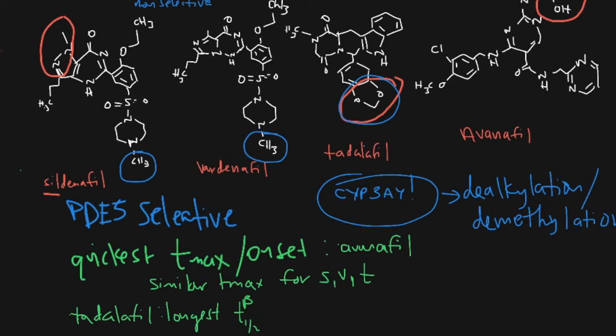So these methyl groups, these alkyl groups, are taken away in this metabolism. So CYP3A4 takes away these methyl groups or these alkyl groups, and that's called dealkylation or demethylation. Remember, the quickest Tmax or quickest onset is seen with avanafil, and similar Tmaxs are seen for sildenafil, vardenafil, and tadalafil. And remember that tadalafil has the longest elimination half-life. So that's all the learning objectives in a nutshell.